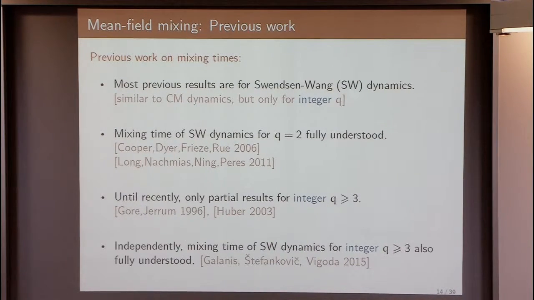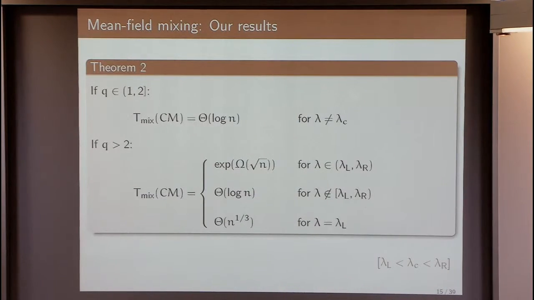But the point that I want to make is that the Swendsen-Wang is not a very natural dynamics for the random cluster model because it's only defined for integer q. It uses the connection with the spin system, while the random cluster model makes sense for every real value of q. Okay, so this is our first result concerning the mixing time, and it's essentially a complete analysis of the mixing time. So when q is between 1 and 2, we show that the mixing time of the CM dynamics is Theta(log n) for all non-critical values of lambda.